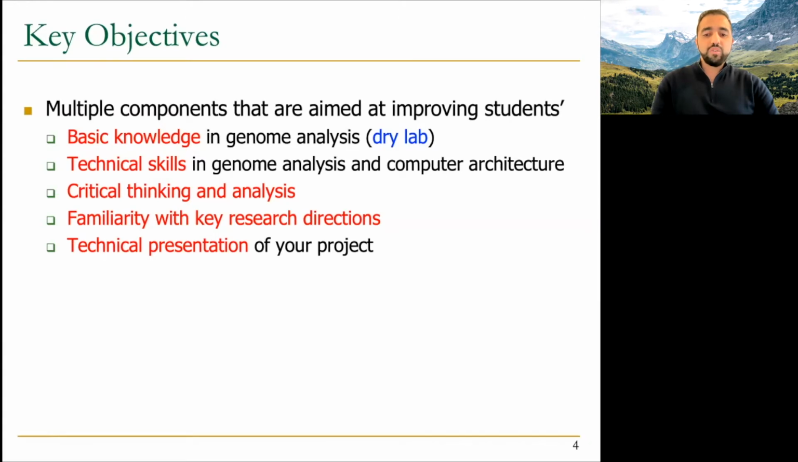And you'll get familiar with key research directions. Most of the projects we are proposing in this course are part of our own research. So once you complete something, it can be published at a very good venue, or it can be part of our own project and you'll be co-authoring what we have. At the end of the semester, we will have a technical presentation of your project, and that will also give you some skills in presenting your idea or the way you implement it to a research group.